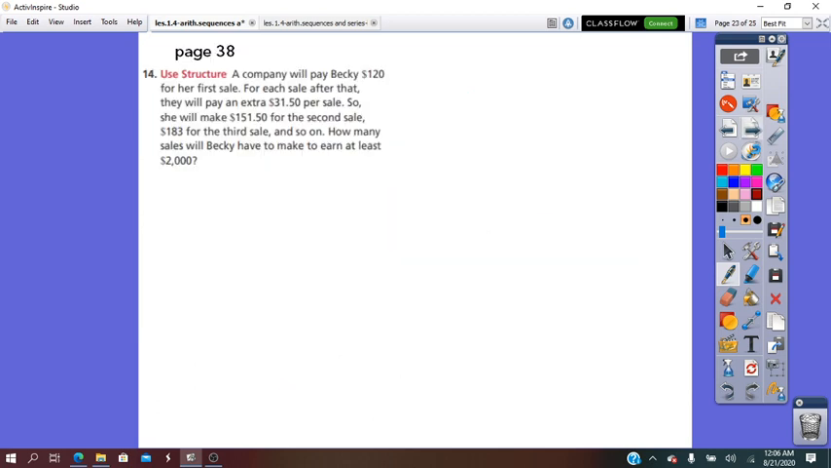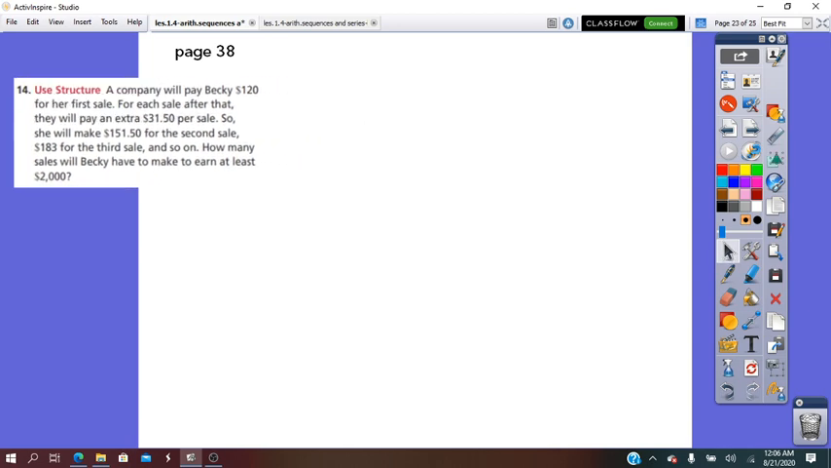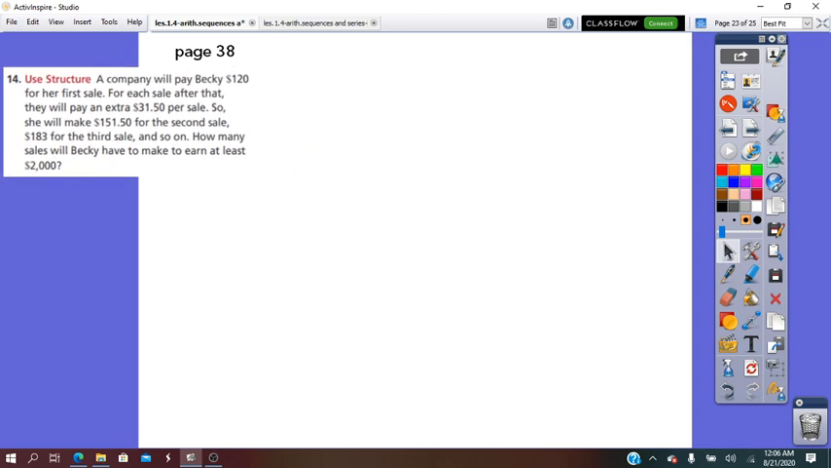Let's try more. It's question 14 in your book, page 38. They say a company will pay Becky $120 for her first sale. So if it is the first sale, we write A1 equals 120, the first term in the sequence. For each sale after that, they will pay an extra $31.5 per sale. So this extra 31.5 is going to be the common difference.